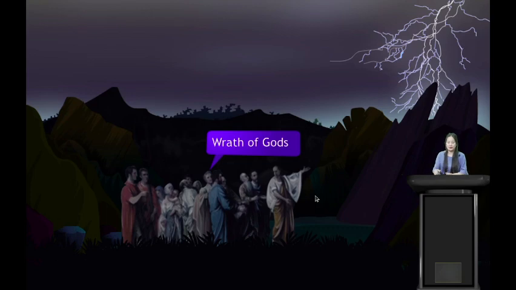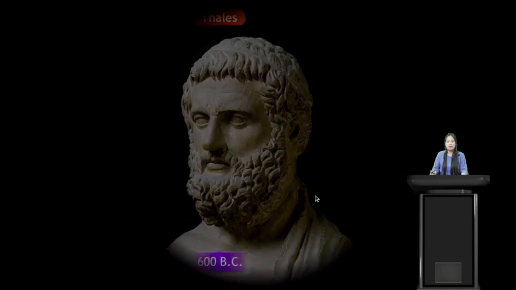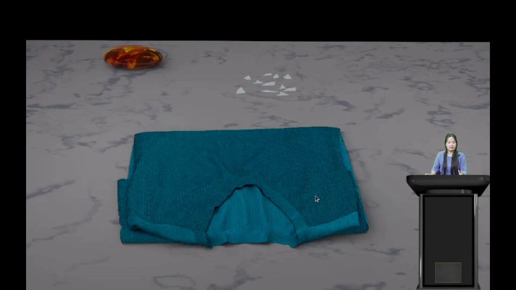They are afraid of this lightning because they think it is the wrath of God, the anger of God reaching the earth. They did not understand how lightning occurs, so they used to be scared of it. But as early as 600 BC, the ancient Greeks knew about lightning. So let us see.